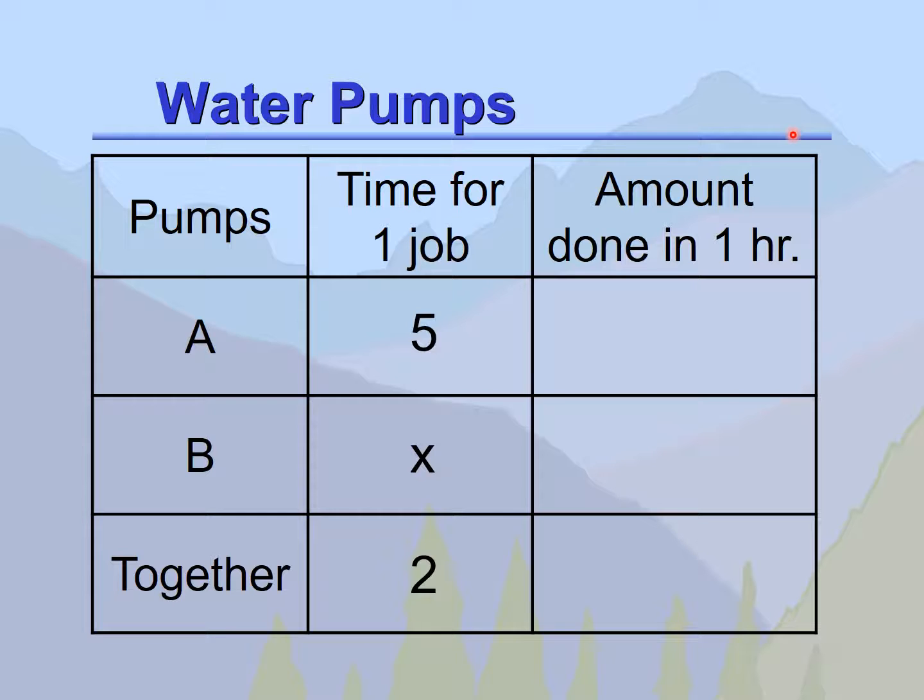So now we fill in the third column. And remember, the third column is super easy. It's always 1 divided by whatever number is over here. So that will be 1/5, this will be 1 over x, and this will be 1 over 2. And then to solve the problem, we just add up the last column and set it equal to that bottom right box. So it'll be 1 over 5 plus 1 over x equals 1 over 2.